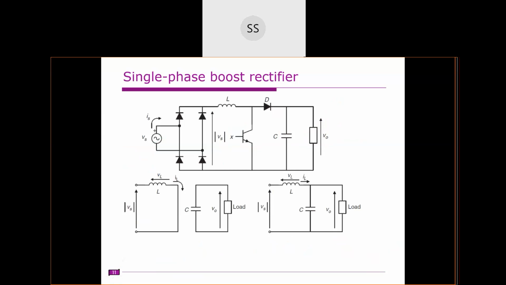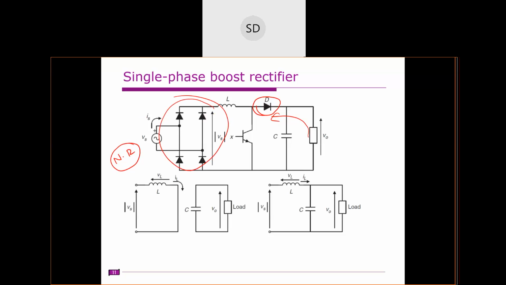Unidirectional diodes. Because we have these diodes, the current is not allowed in both directions, and moreover we have this bridge rectifier. So this is of non-regenerative type. This is always non-regenerative type.